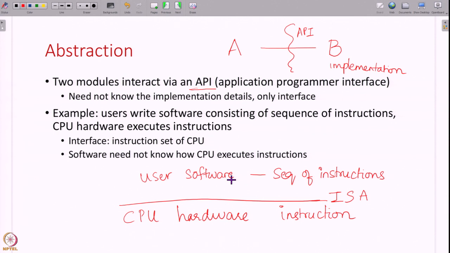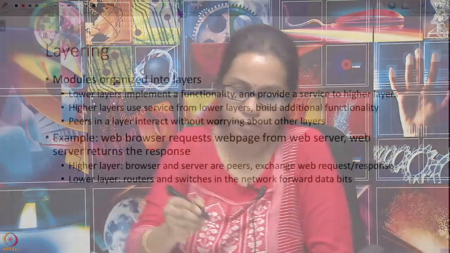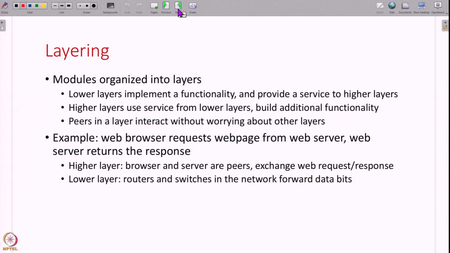It is not necessary for you to know how these instructions are implemented in the underlying hardware, right. So, this is a very simple example of the concept of abstraction, and this has to be used widely, otherwise there is no way you can build these complex computer systems without a good amount of abstraction. So, the next principle is layering, right.